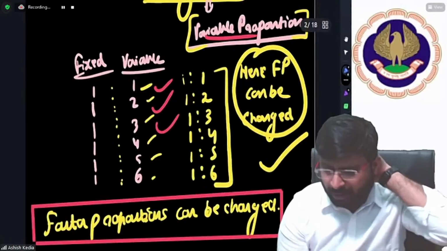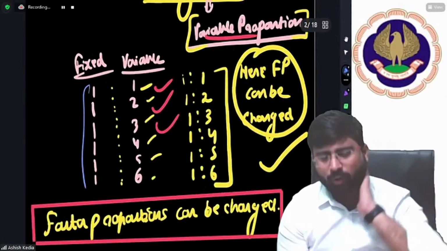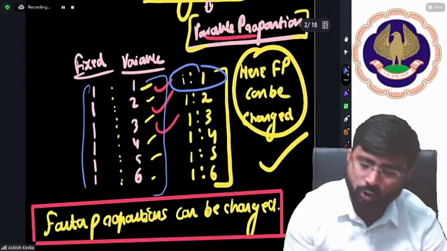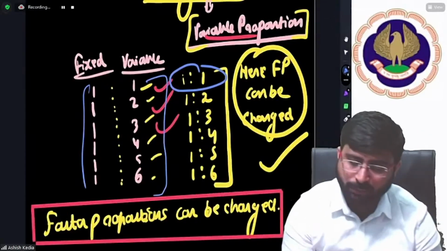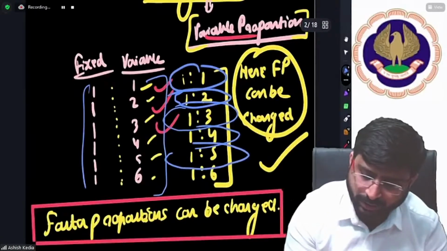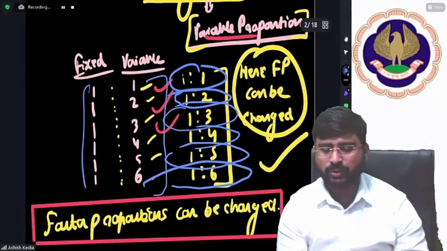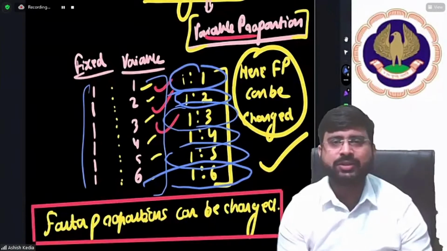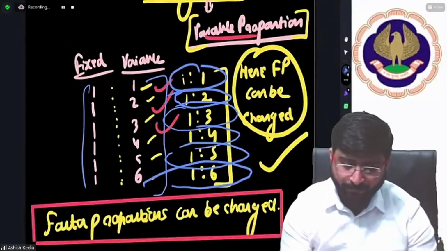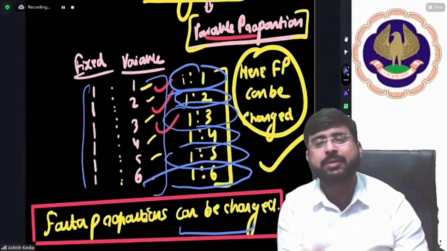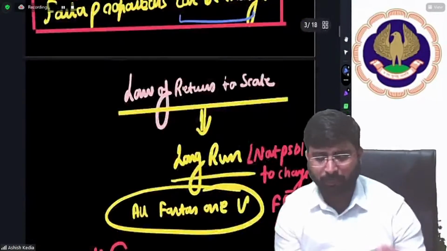Sir, what does it mean? Like suppose fixed factor is 1 only. Now variable factor you are constantly increasing. So initially the ratio was 1:1. 1 fixed factor, 1 variable factor, then 1:2, then 1:3, then 1:4, then 1:5, and then 1:6. This was the change in ratios, isn't it, sir? Yes, my dear friends, it was. And therefore, here factor proportions are being changed. That is the problem taking place here.